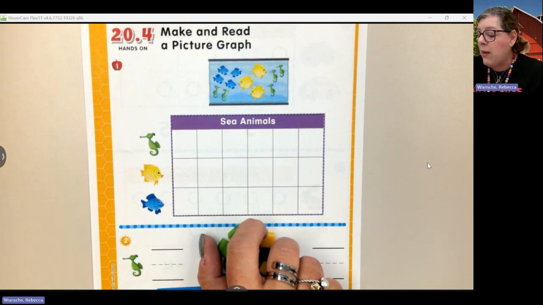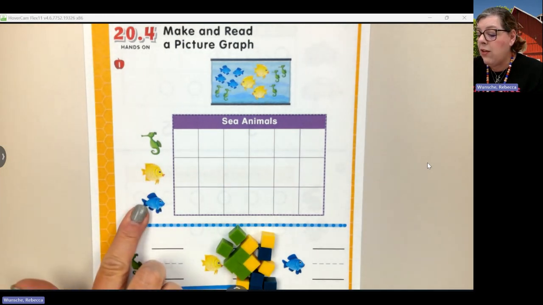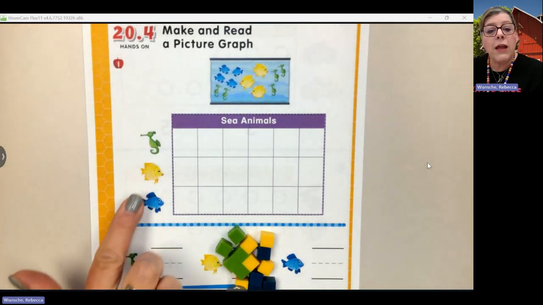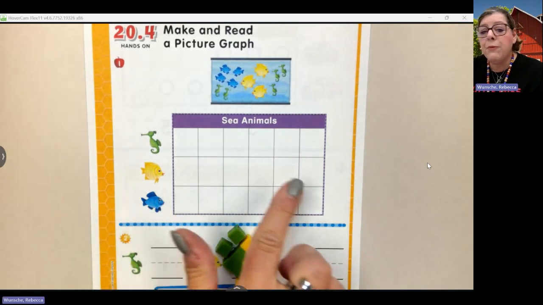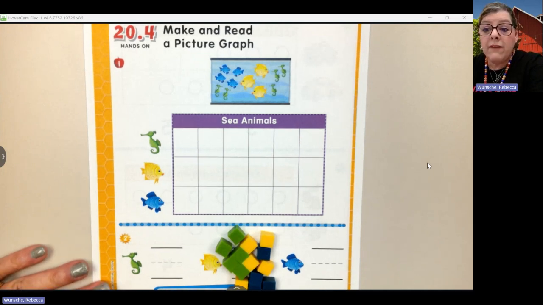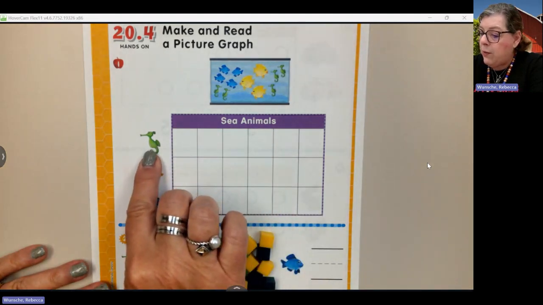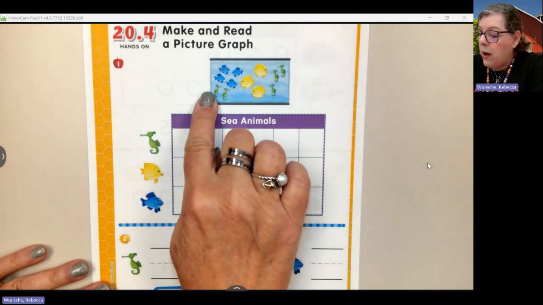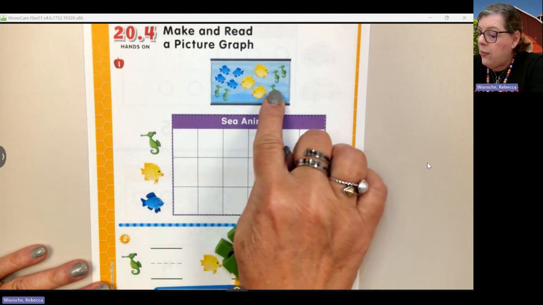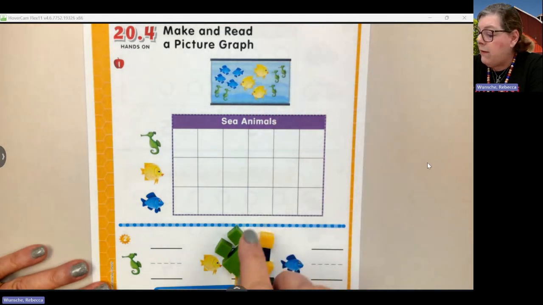I don't have fish, but I do have counters in the same colors as the fish that are in the aquarium. So the first thing I'm going to do is I'm going to look at the number of each one of these fish. I'm going to go with the color that goes along with that. And I'm going to place a real world object on my graph to show the quantity of fish in my fish tank. So I'm going to start with my green seahorse. So I see 1, 2, 3, 4, 5 green seahorses in my fish tank.